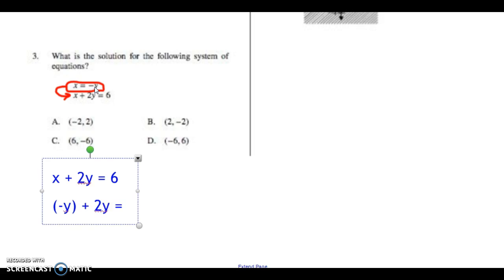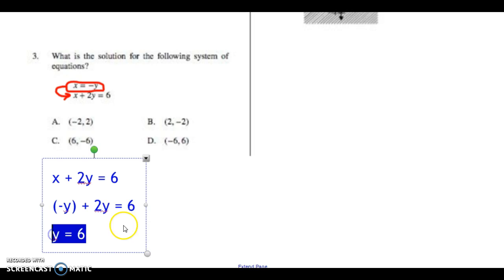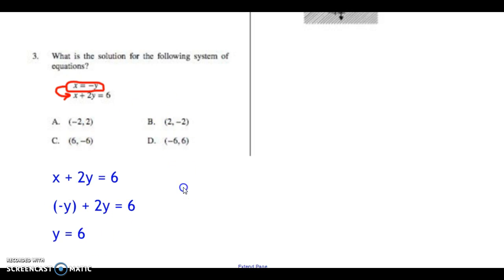Plus 2y equals 6. Negative y plus 2y is like saying, what's 2y minus y? Which is just 1y. I'm going to write it as y equals 6. So my y value is going to be 6. I don't know what my x value is, but let me use this information to try to answer the question. All of these are ordered pairs, but only one of these ordered pairs has y value of 6. So, it's definitely not this one. It's definitely not this one. And this one is y value of negative 6. That's not going to work. My y value is 6. That means this is my only possible answer, saving me about a minute and a half of math time.